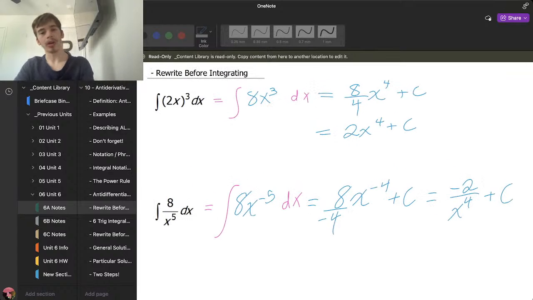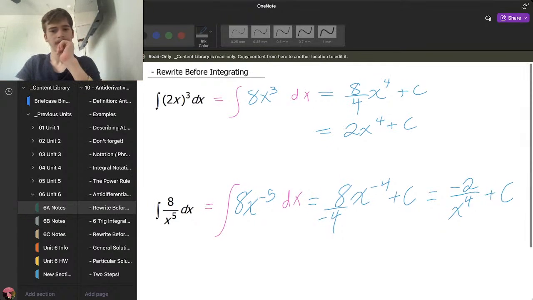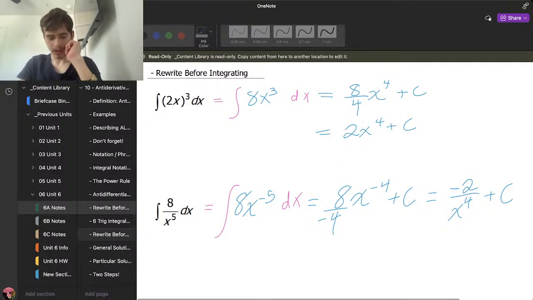Rewrite before integrating. We don't like this form; we like this one. So this can just be turned into 8x cubed, from which you add 1 to the exponent, 3 plus 1, which is 4, and multiply by 1 over 4. You can bring the 8 to the front, and then x to the 3 plus 1, and you get 2x to the 4th plus c. Same thing down here, just negatives.